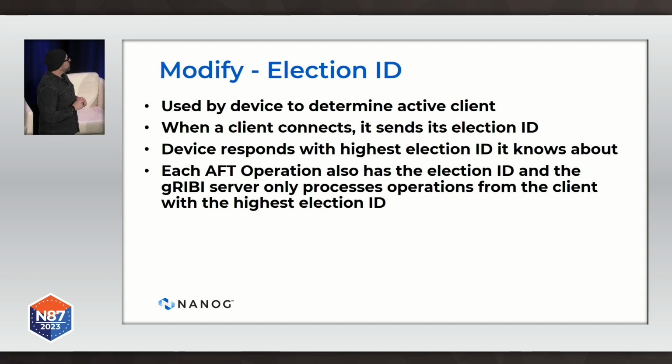The modify message also includes an election ID. This is used to determine what is your primary or your active controller or client. When a client connects, it always sends its election ID. The device responds with the highest election ID that it knows about, and then each AFT operation or programming action that we're going to take has the election ID. The gRIBI server, and by server I mean the gRIBI process inside of the router, is only going to process the operations from the client with the highest election ID.